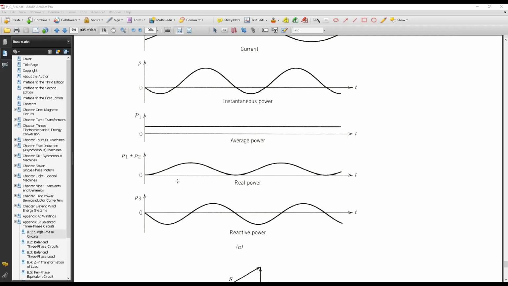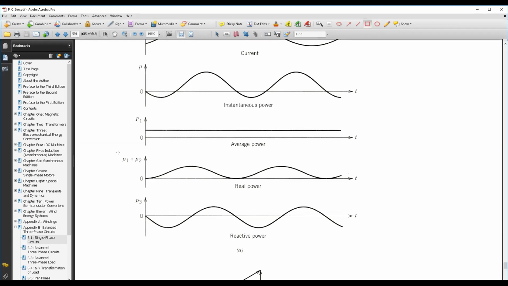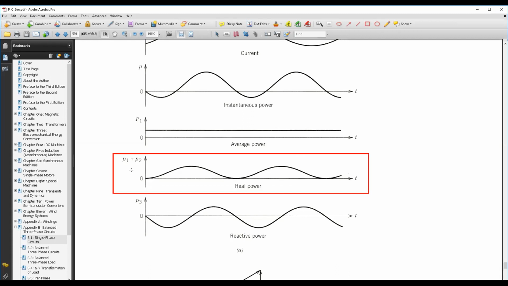However, this waveform here is not 0, right? This waveform has an average value. What is the average value? The average value is P1. This is right. The average value will be P1.